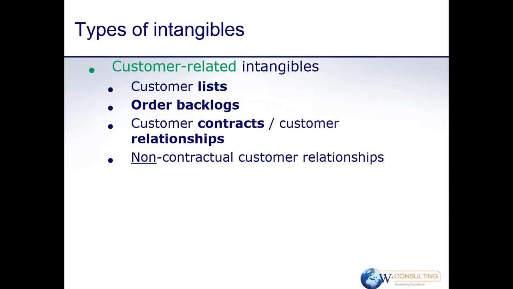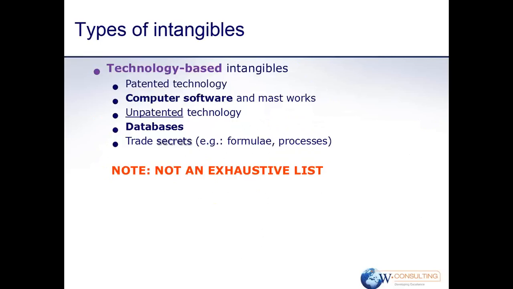Customer-related intangibles, things such as customer lists, order backlogs, customer contracts and relationships, and even non-contractual customer relationships. That goes back to talking about reputation and those types of things. The fact that an entity has developed some kind of rapport with its customers could be an intangible asset as part of a business combination, certainly not from the perspective of the entity that's developed that contractual or non-contractual relationship. But if an entity acquires these types of relationships as part of a business combination, that could certainly have some benefit. And then we've also got technology-based intangibles: patents, computer software, unpatented technology as well, databases and trade secrets. All of these are examples of things that could conceivably meet the definition of intangible assets.